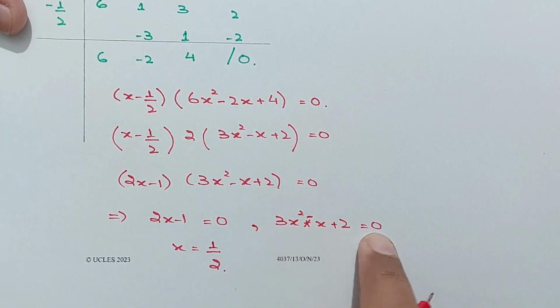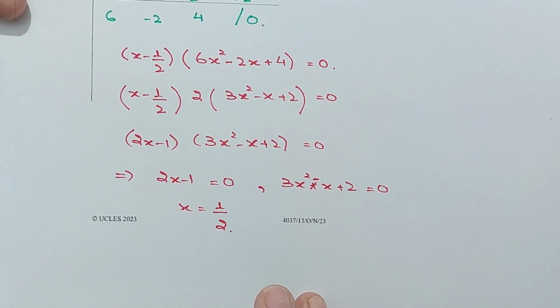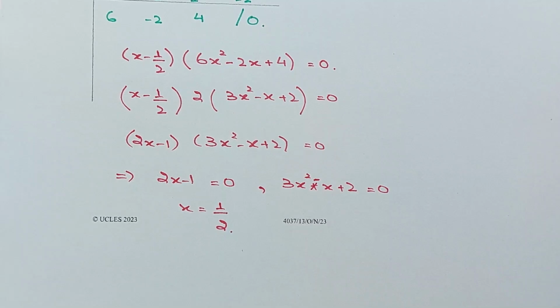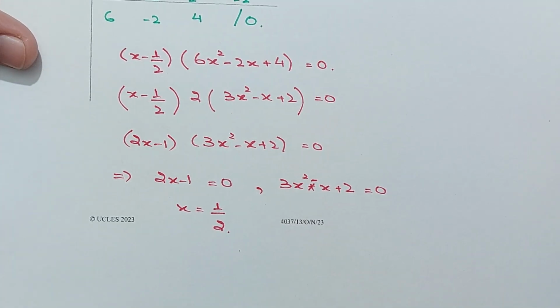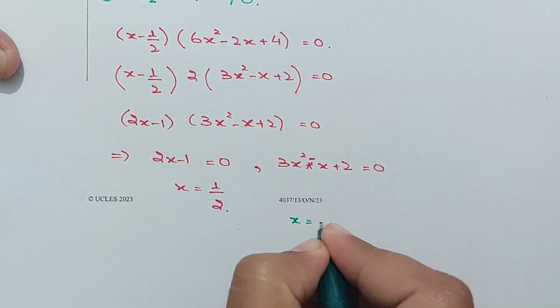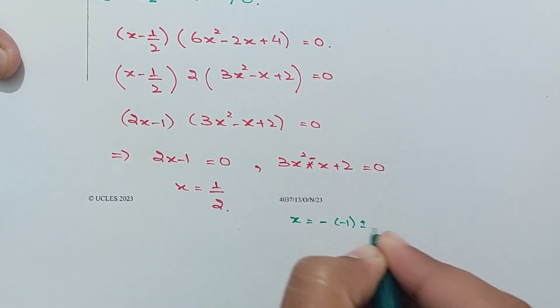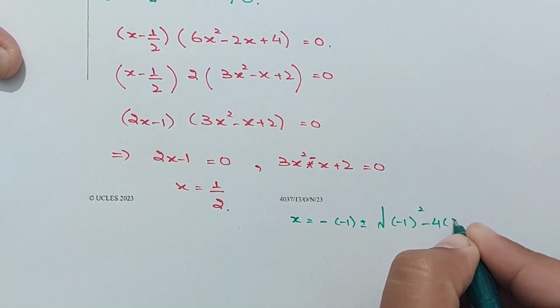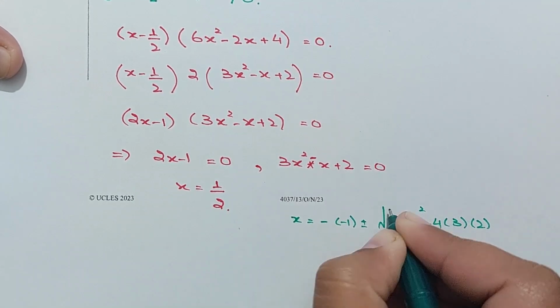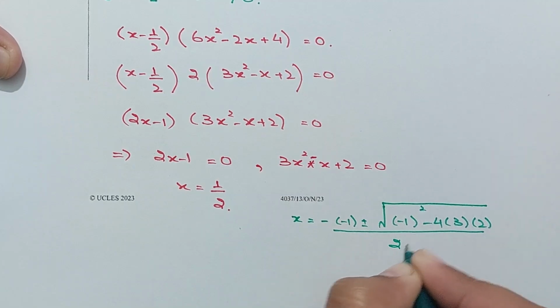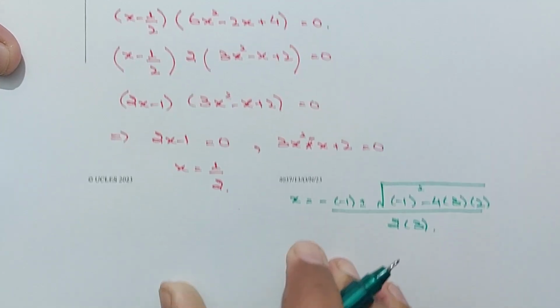Now let me factorize this and find out the roots, whether they are real or complex. The factorization is hard, so let me use the quadratic formula. x equals negative b plus or minus the square root of b squared minus 4 times a times c, divided by 2 times a.